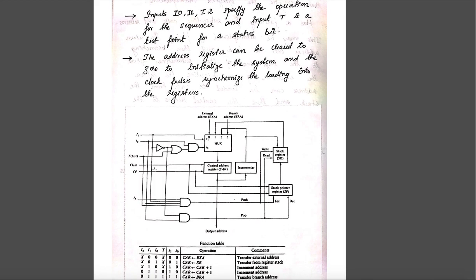Our microprogram sequencer will look like this. As we already said, it has a MUX to select between the different possibilities. Okay, then we have a control address register.